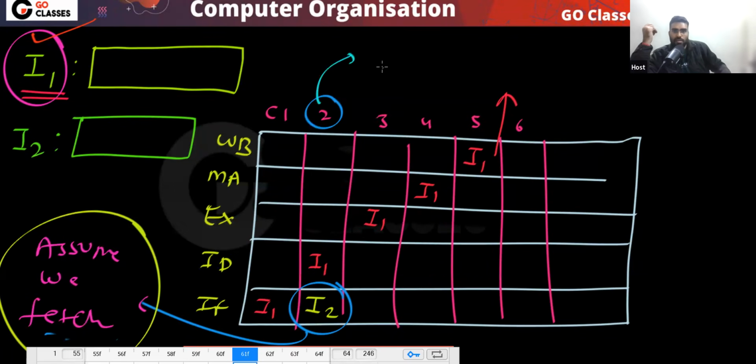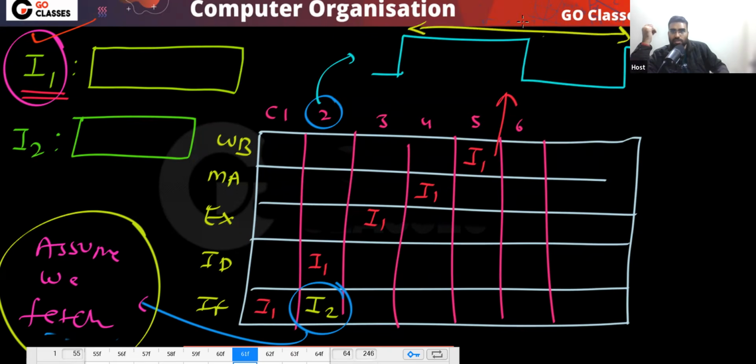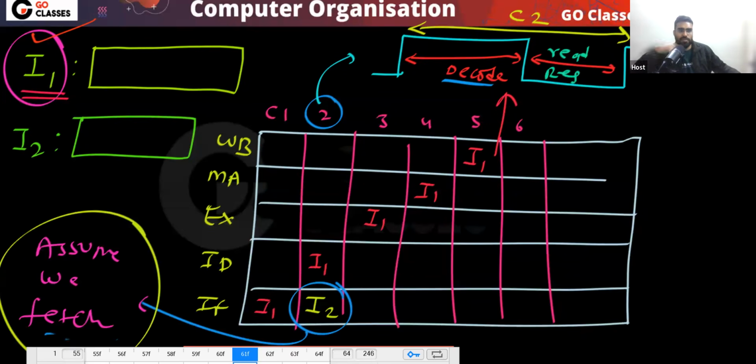Yes or no? This is your cycle C2. In the cycle C2, you will decode and you will read the register. Let me assume here you are decoding and reading the register, because in this cycle we read the register, right? Yes or no? You already agree with me. So let me assume that you decode here and you read the register.